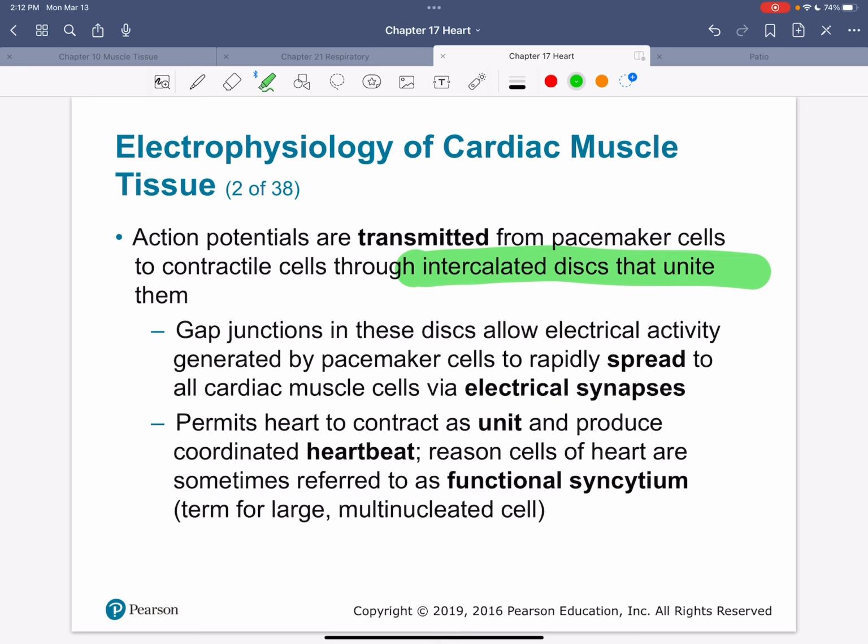And of course, this allows the heart to beat as a unit, so that the atria will contract as a unit. Then we get that delay, which we talked about in class, because things like the AV node and the presence of the fibrous skeleton will slow down the transmission of the signal to the ventricles. That allows the atria to contract while the ventricles are still in diastole and they can fill.